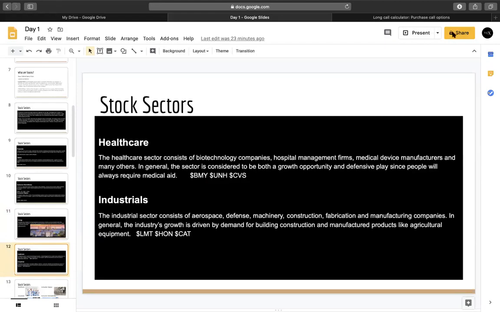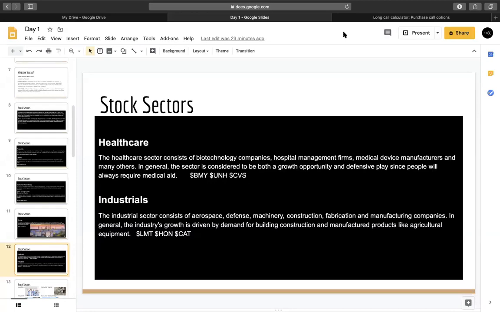Healthcare. The healthcare sector consists of biotech companies. Can you guys name some biotech companies? Hospital management firms, medical device manufacturers, and many others. In general, the sector is considered to be both a growth opportunity and a defensive play, since people will always require medical aid.